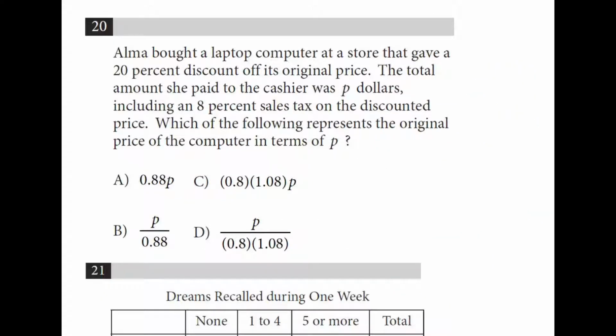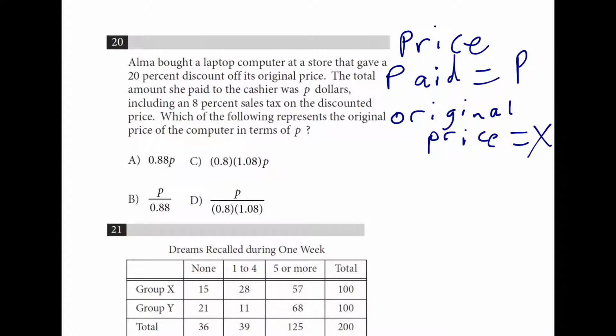Number 20. Alma bought a laptop computer at a store that gave a 20% discount off its original price. The total amount she paid to the cashier was P dollars, including an 8% sales tax on the discounted price. Which of the following represents the original price of the computer in terms of P? So let's set up two variables as we create this problem. The price paid, we're going to use P, and the original price, we're going to use X.